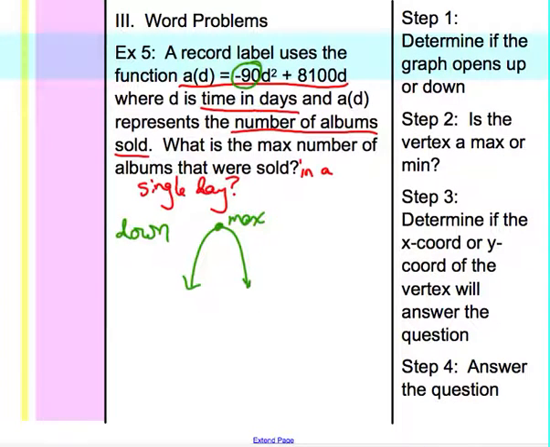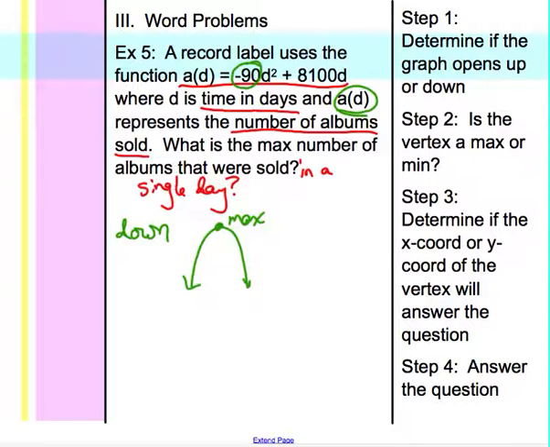Determine if the x or y coordinate of the vertex will answer the question. So the x coordinate, in this case the D coordinate, is the time in days. The question is, what's the maximum number of albums sold? So A of D is number of albums sold. So it's the y coordinate of the vertex that will answer our question. So now we need to find the vertex in order to answer the question.